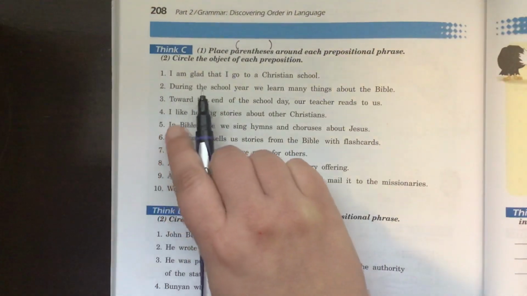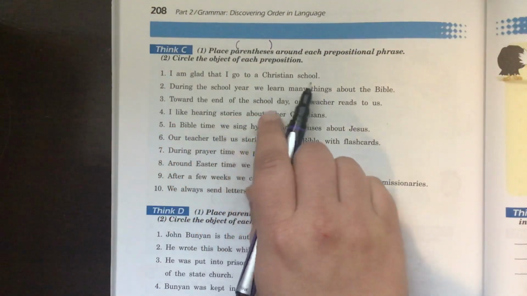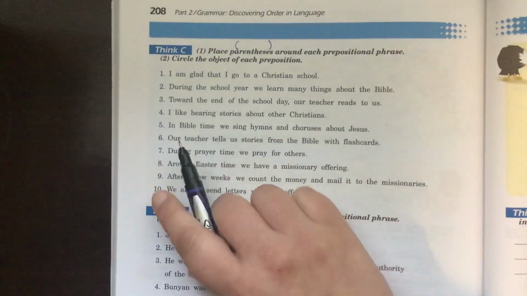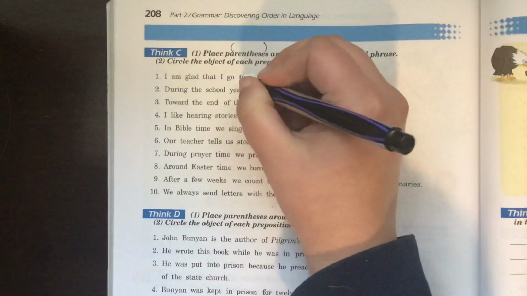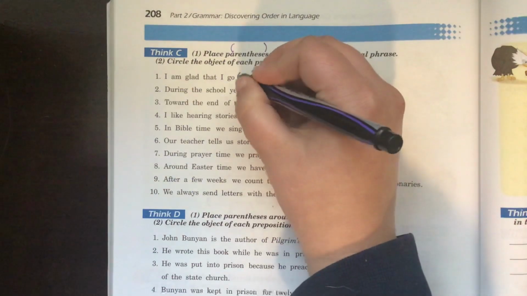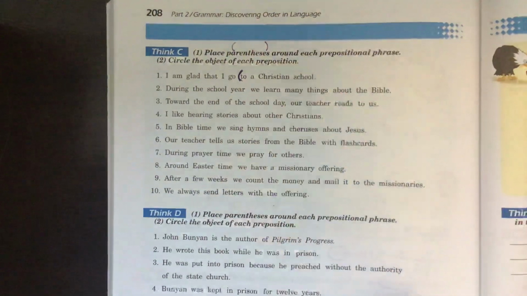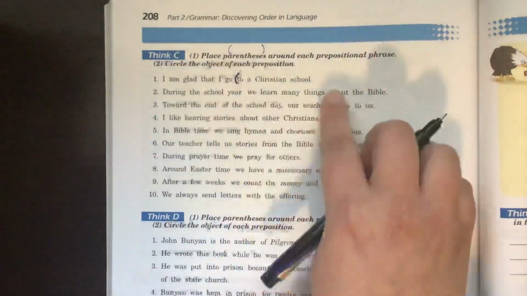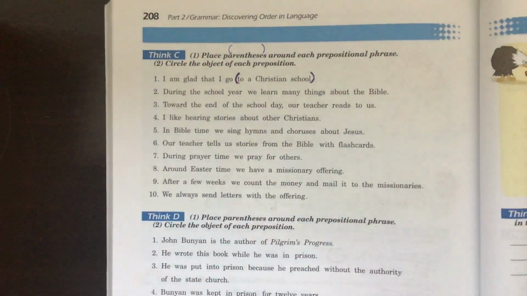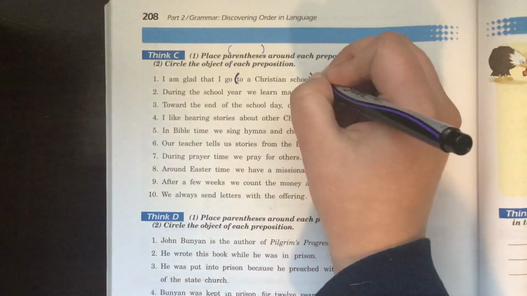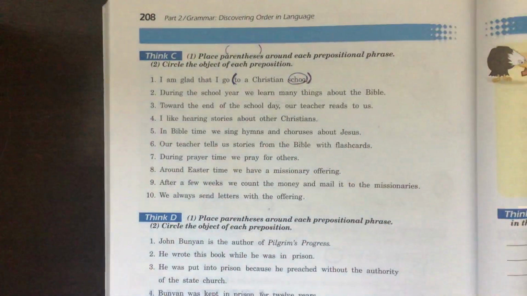I am glad that I go to a Christian school. Which word is our preposition? To is on our list of prepositions. So we're going to start our bracket there, right before that preposition. To what? To a Christian school. So we put the bracket ending right there. And what's the what part? That's the school. So we circle school.